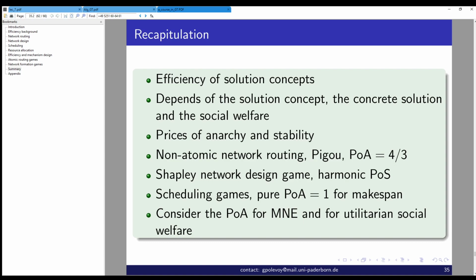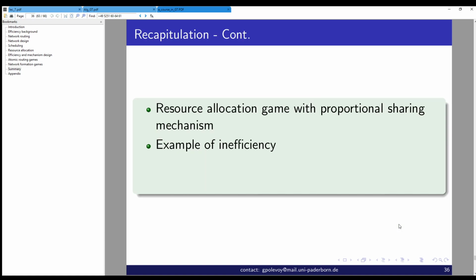Now, another case we looked at was the utilitarian social welfare. And there, also, the price of anarchy is 1 for pure equilibrium. But when we go to mixed, this becomes worse. But it does not become infinitely worse. It becomes 2 minus 1 over m. So it is at most twice worse than the price of anarchy of a pure Nash equilibrium for the utilitarian social welfare.